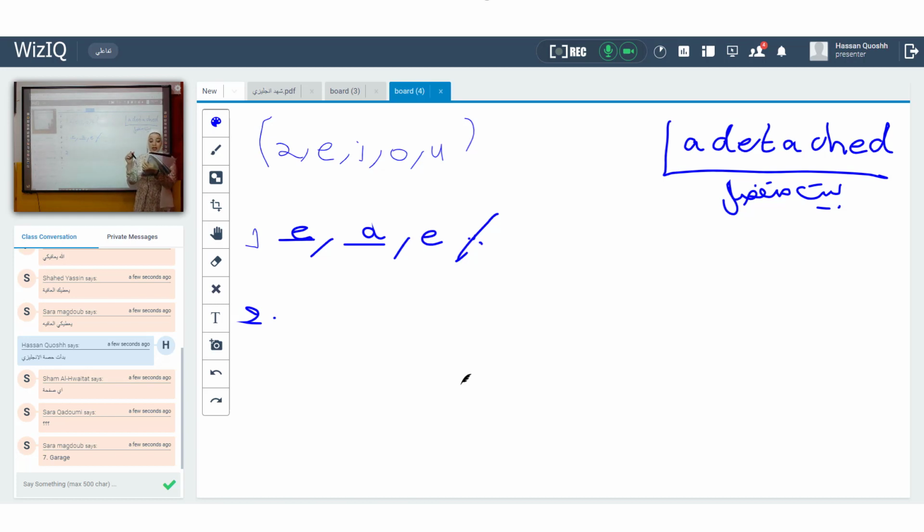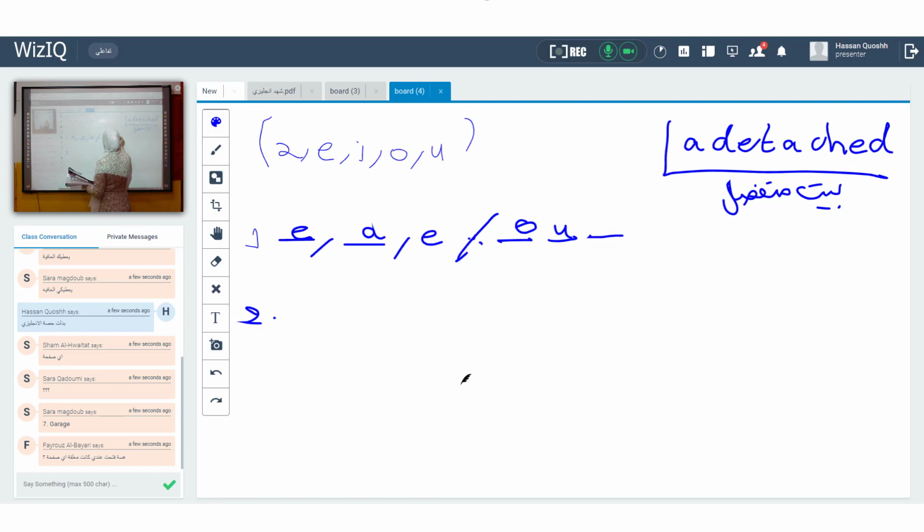In a detached house, you can hear your neighbors through the walls. So the other space: O, U, and E.